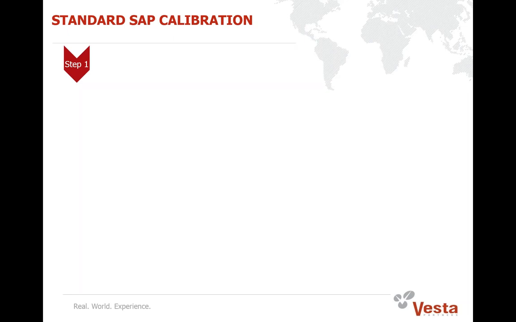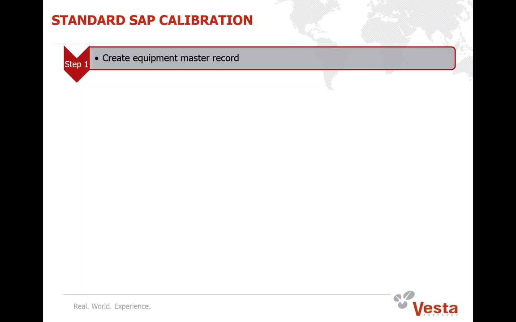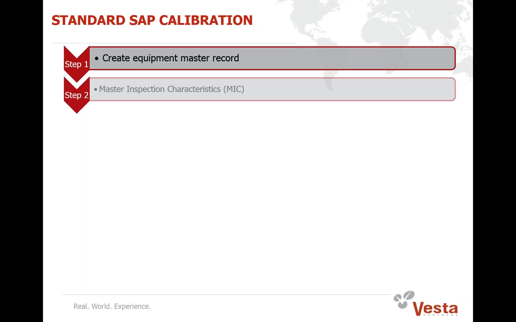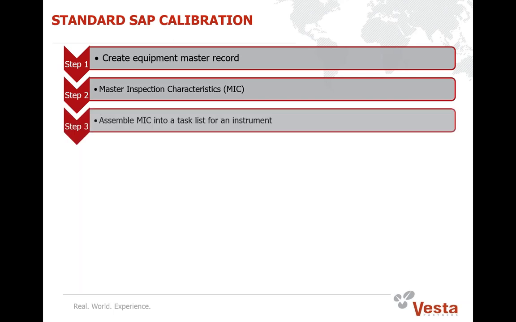So let's just go over at a high level the standard process in SAP to do calibration. You start out with an equipment master record. Then you create your master inspection characteristics. So again, on our temperature gauge example, you'll have, let's say, 0 Fahrenheit, 50 Fahrenheit, 100 Fahrenheit. Each of those will be a master inspection characteristic that you need to create. Then you assemble those into a task list for that particular instrument.